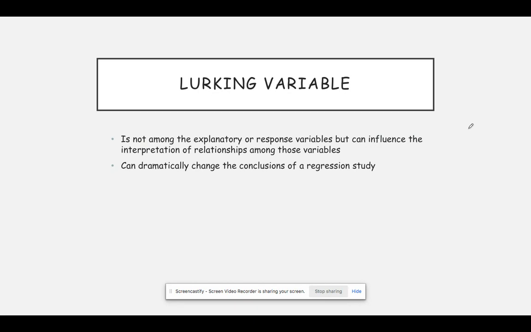We also potentially have lurking variables when we're talking about scatter plots. Lurking variables are just other variables that might influence the relationship between X and Y. Because of these lurking variables, it could dramatically change your conclusions. Maybe it looks like you have a strong linear relationship between X and Y, but there might be a third variable that's really causing that relationship to appear.